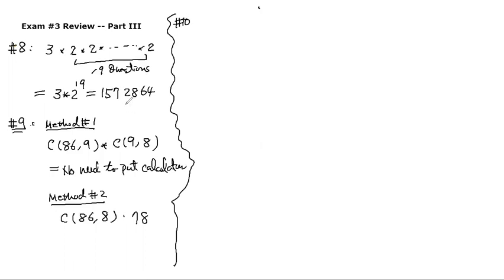Okay, now the number 10s. They said how many different 4-letter radio stations can be made, like WFAA, KTMY, those things, right? So let's take a look at number 10, part A. They said the first letter has to be a K or a W, and no letter may be repeated. Okay, so let's take a look at how many possible situations we have here.